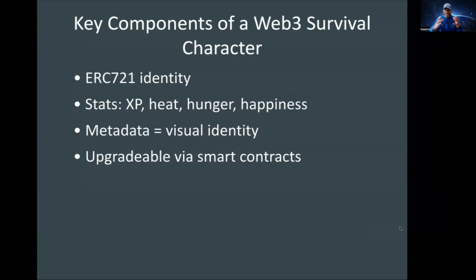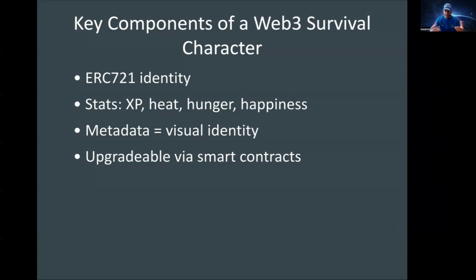So the key components of a Web3 survival character: the ERC 721 as its identity. So an ERC 721 or a non-fungible token is a single token. So every token is unique. It's non-fungible. Some of the base stats we could have are the player's experience, heat, hunger, happiness, and these are directly taken from the Voxel's main character.